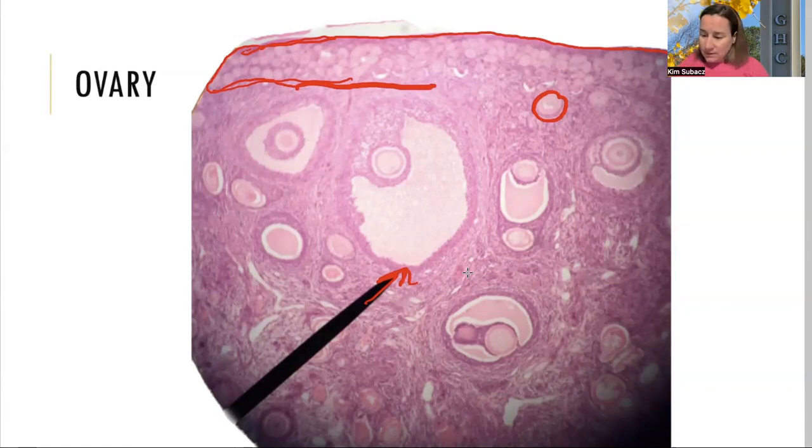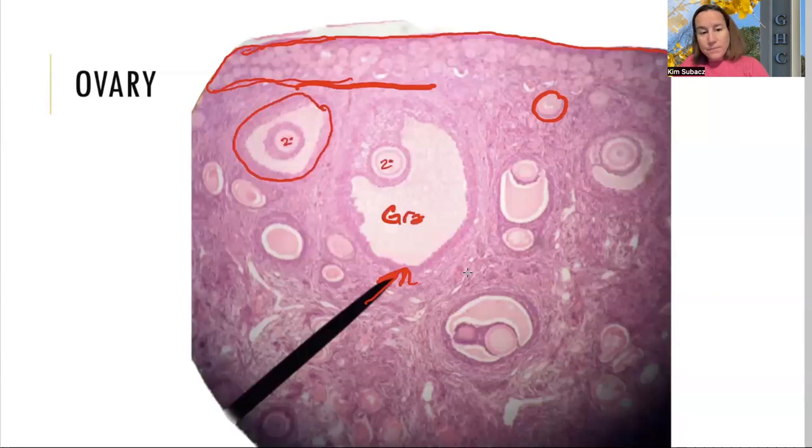So all of these guys will be producing our estrogen and progesterone on the outside. This guy is going to be a secondary oocyte, and this is a Graafian follicle. Graafian follicles can also be called Graafian or tertiary. Handwriting is not so great getting it in those tiny little boxes, but that is the different types of follicles.